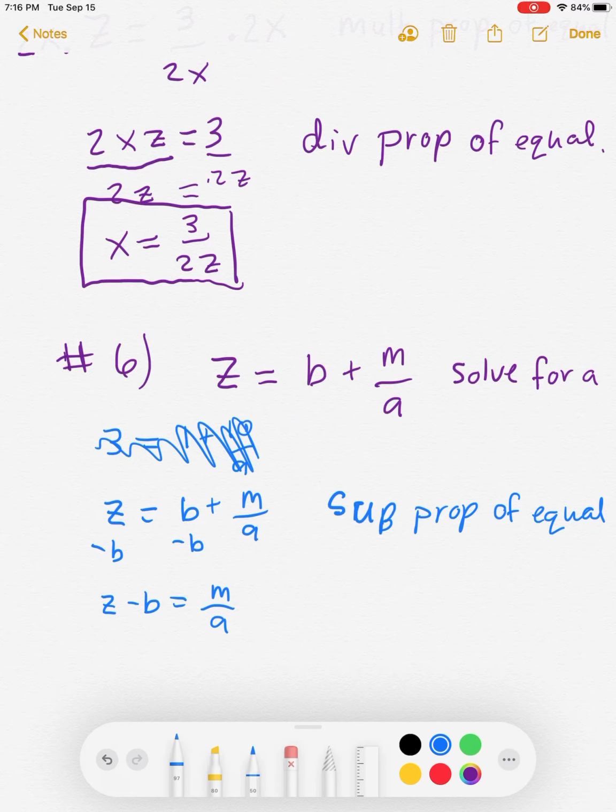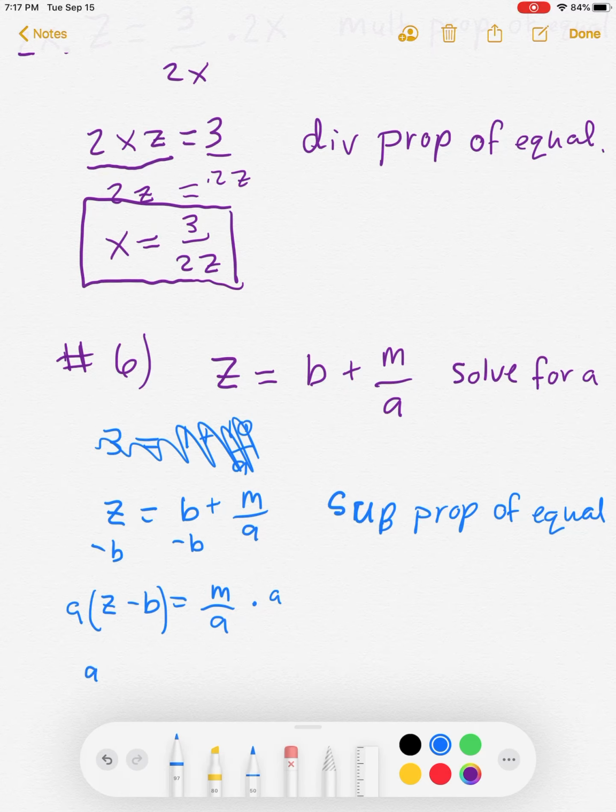Okay. I think the next thing we should do is get the a out of the bottom. Now, since it's being divided, what's the opposite of division? Multiplication. So we'll multiply both sides by a. Notice I added a pair of parentheses. The reason I added parentheses is that's my way of making sure to say that the a is being multiplied by both the z and the b through the property of distribution, right? So this works nicely for now.